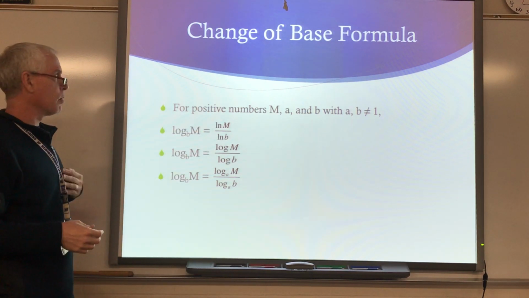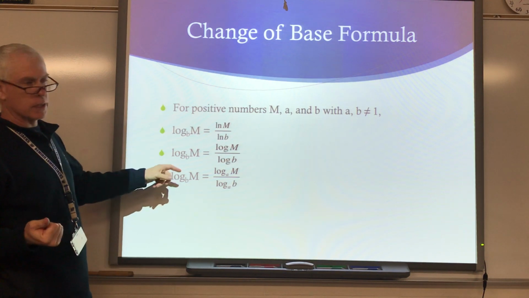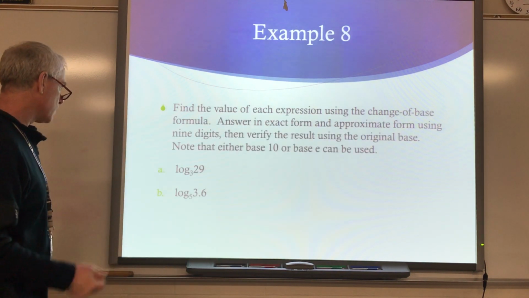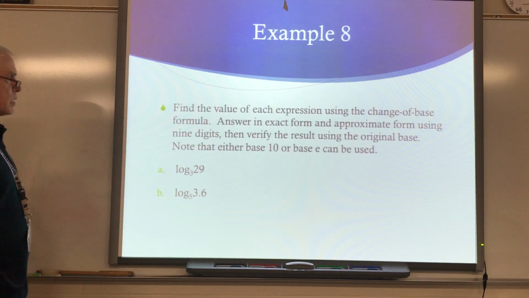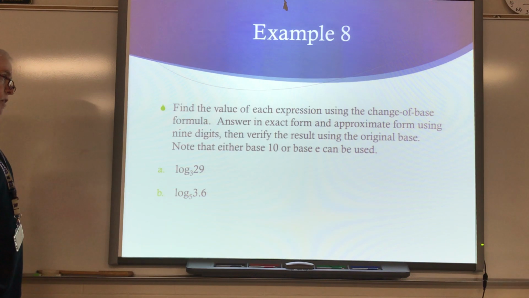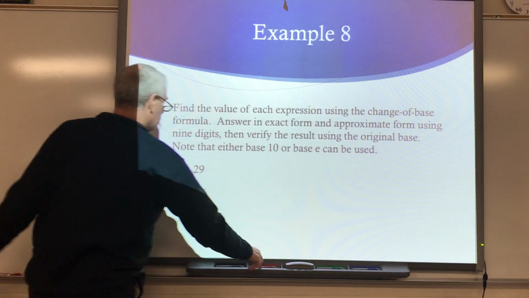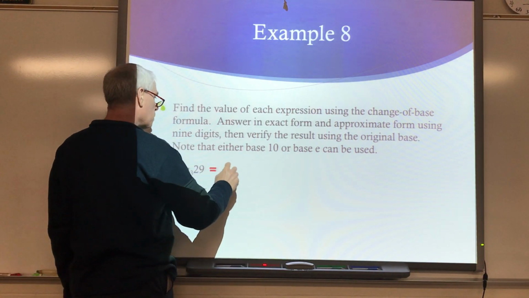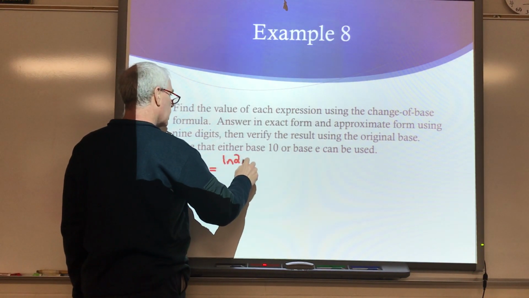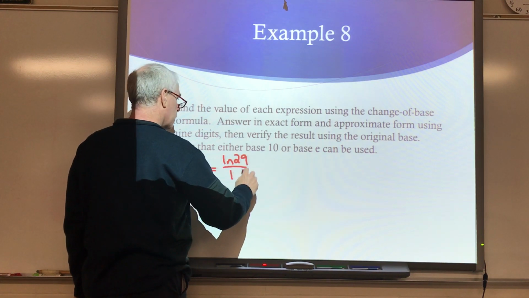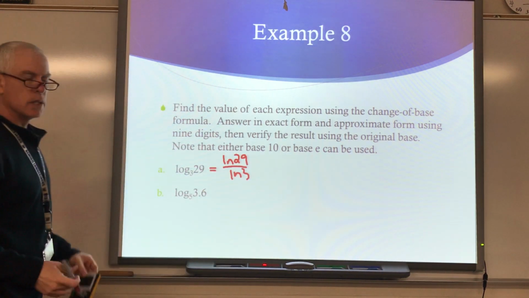I'll show you an example of how to do it, but I'll also show you how to do it on your calculator, okay? So find the value of each expression using the change of base formula, answer in exact form and approximate form using 9 digits, then verify the result using the original base. Note that either base 10 or base e may be used. So change of base for this is pretty straightforward, you guys. This is going to be ln of 29 over ln of 3. That's all we have to do, okay?